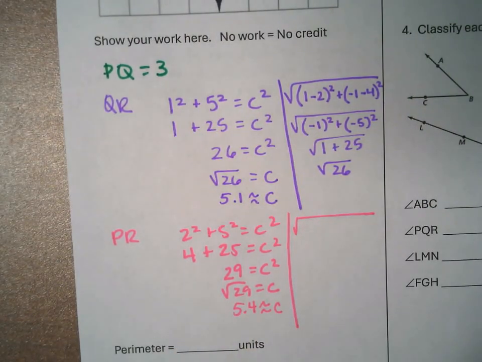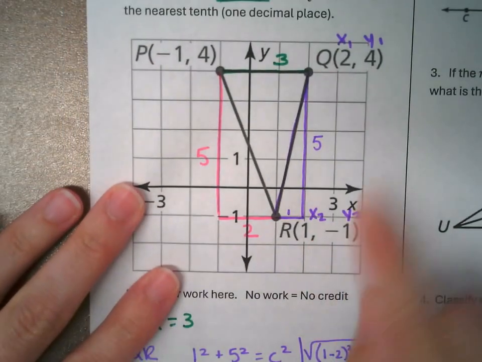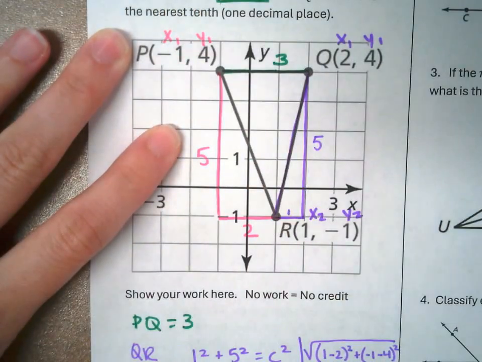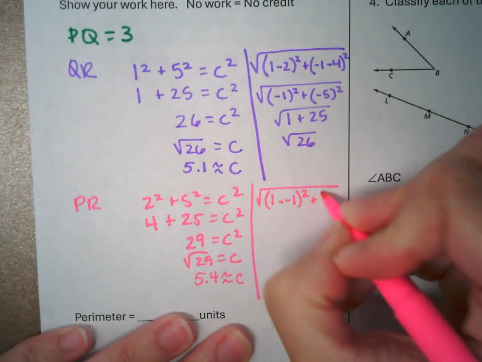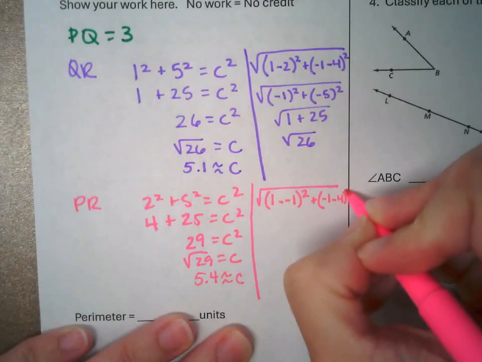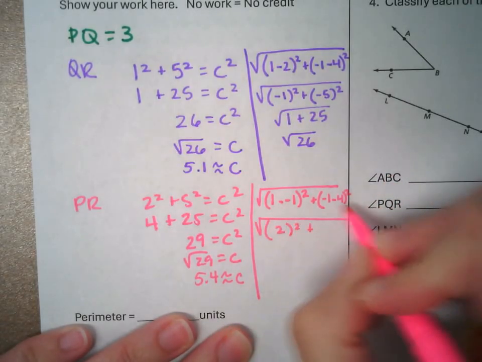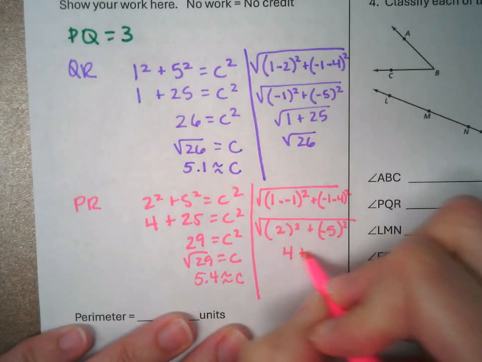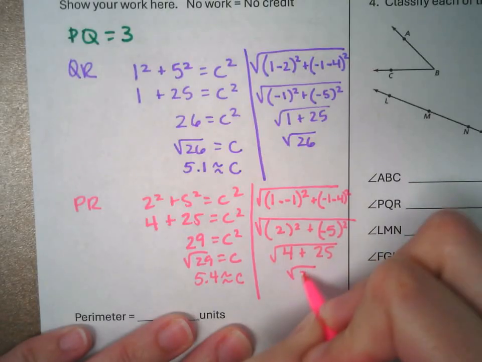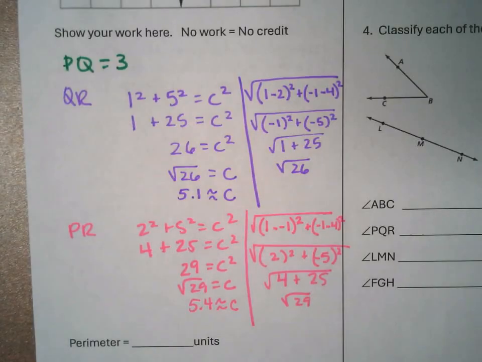If you had done the distance formula, we could have kept these as x2, y2, this is x1, y1, and we could have plugged all this into the formula. It would have been 1 minus negative 1 squared and negative 1 minus 4 squared. This gives us 2, and this gives us negative 5. And then when we square them, we have 4 plus 25, which is the square root of 29. So either way, you're getting the same answer.